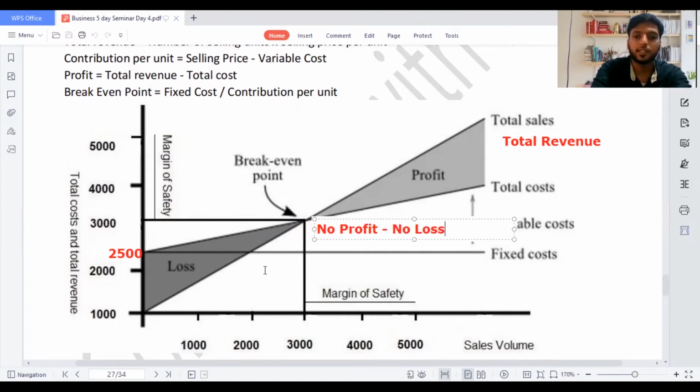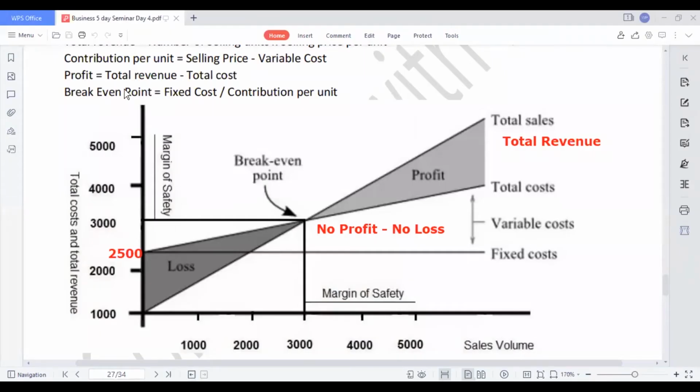Okay, easy as that. Now you might see there's a line going on here. This line is intersecting, and this is what we call margin of safety. What is margin of safety? Actually, the layer they have given here, how much you actually need to sell in order to cover your cost, is known as margin of safety.